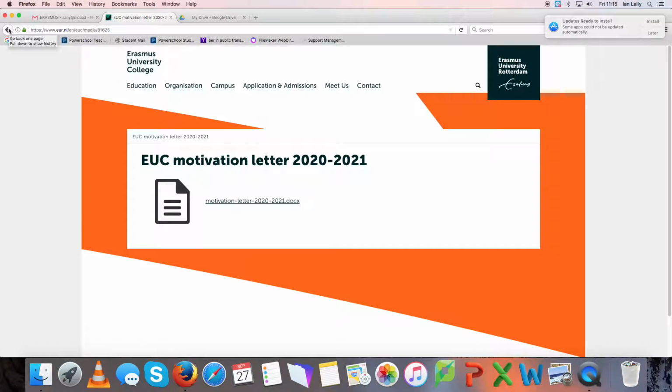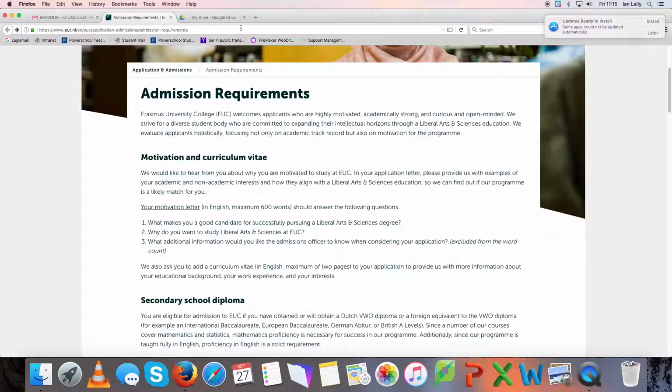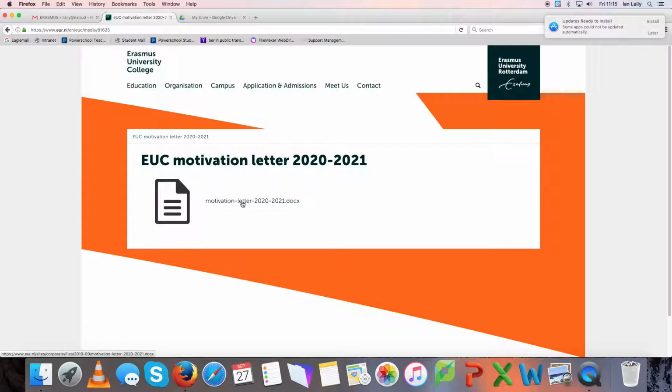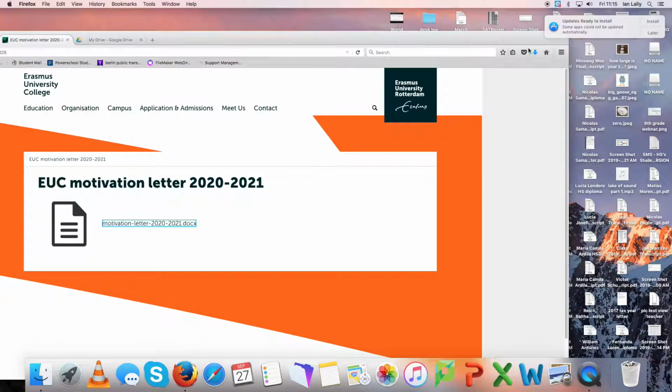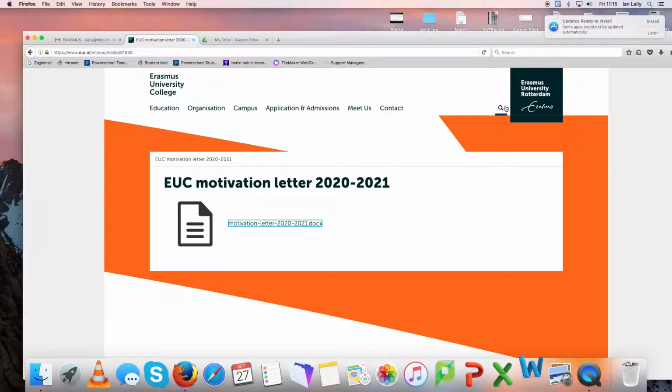For those of you who didn't find it before, check out this URL right up here. You see, and you click on motivation letter, and then it gives you this document 2021, so we know that is the right one. I'm gonna go ahead and download this thing, open her up. Okay, so the first thing is you download this. It's a Word file, docx file.